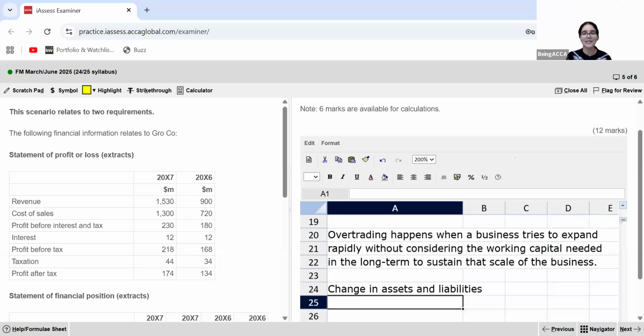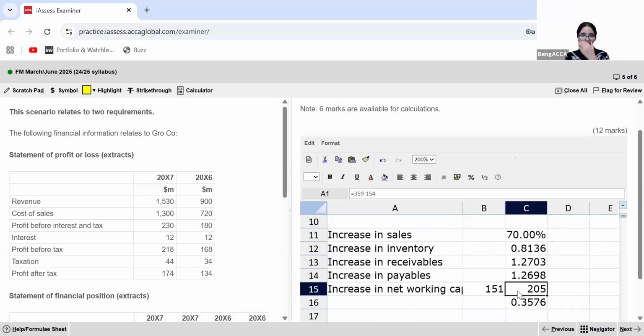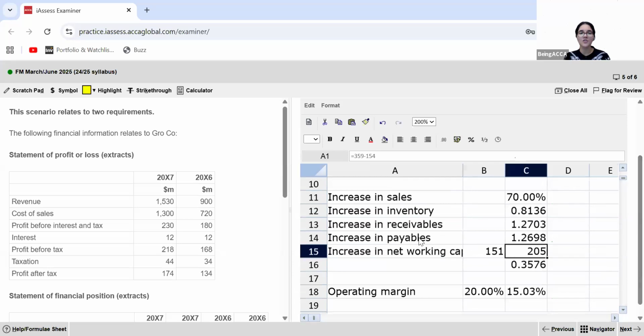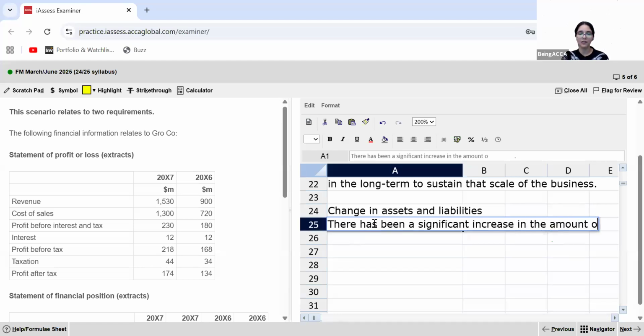If I talk about the assets and liabilities of the business, there are two things. Firstly, I saw my net working capital increasing. Net working capital, we have seen, has increased from 151 to 205. So this is what the increase in the working capital looks like. We will comment that there has been a significant increase in the amount of working capital.